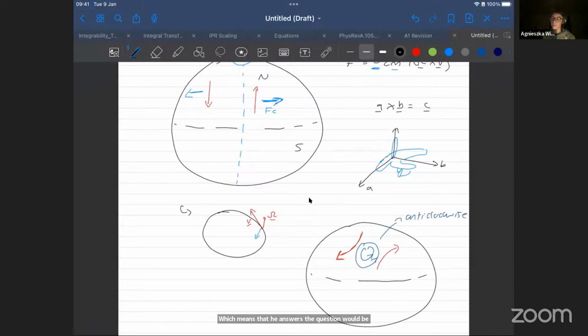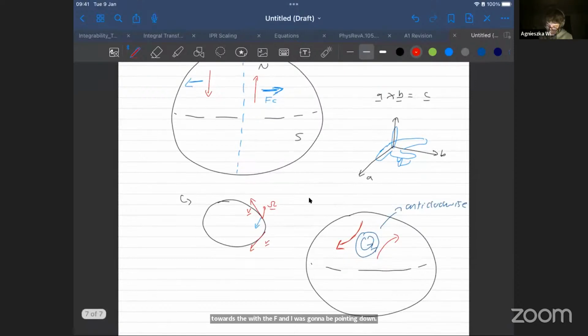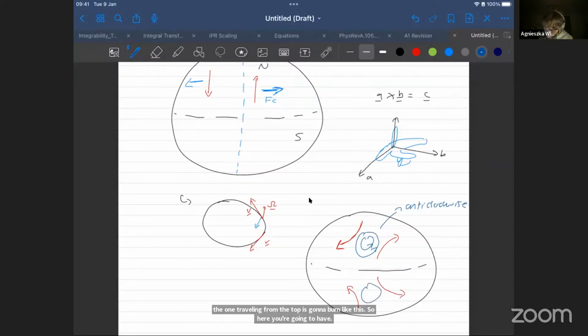And if you want to make sure that you completely understand it, I'd recommend you do the same exercise, but do it for the southern hemisphere. So in this case, your velocity would be pointing actually down, right? Because first it was pointing towards the top of the Earth, and now it's going to be pointing down. So all the directions are going to be flipped. So here instead, the one traveling from the middle down is going to bend like this, and the one traveling from the top is going to bend like this. So here you're going to have a slightly different circulation, which is going to be clockwise.